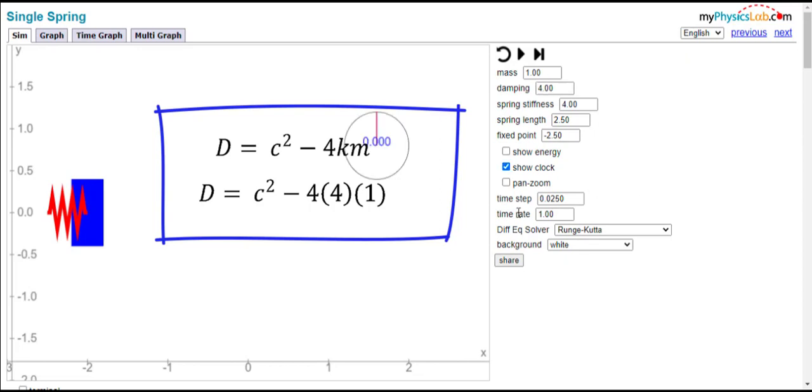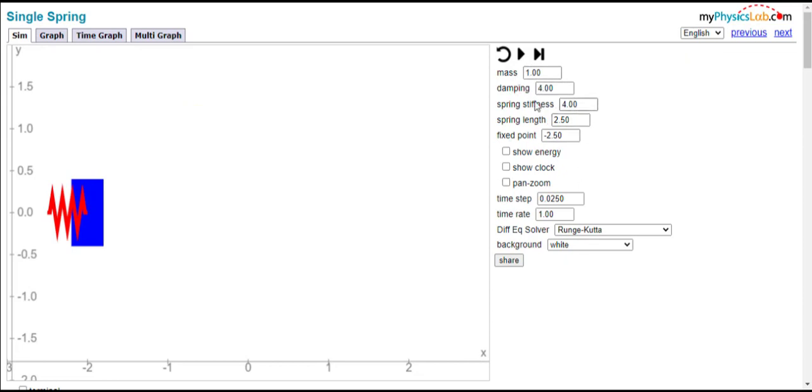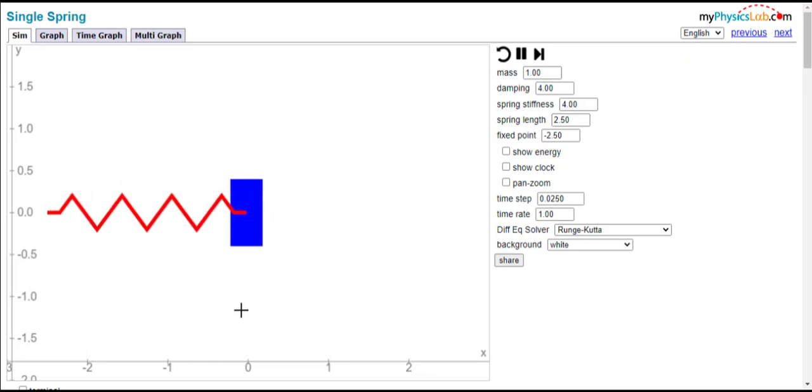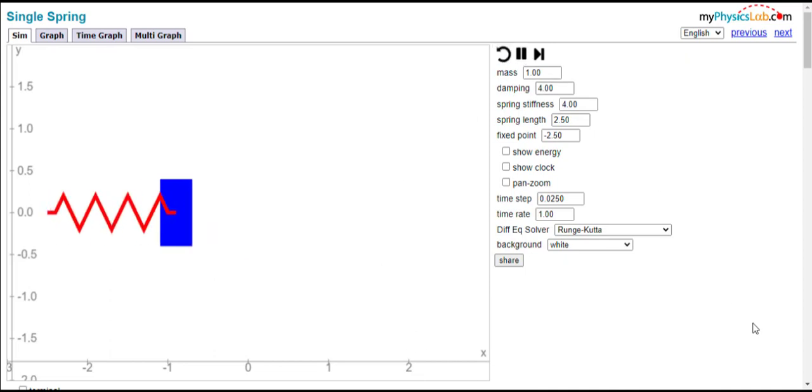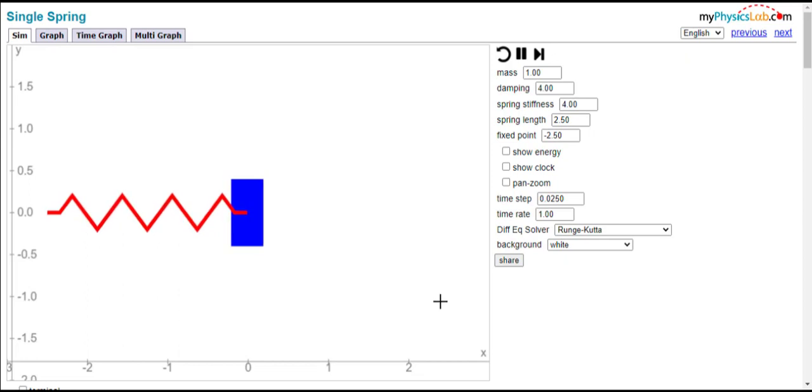So it's a very simple calculation, right? Here you can see c square minus 4km has to be equal to 0. If you check for the given values, the discriminant will be 0. So we are now talking about the critically damped case. Let us see it in action. There is no oscillation, right? You can observe once again, there is no oscillation here. So critically damped case means there will not be any oscillation.